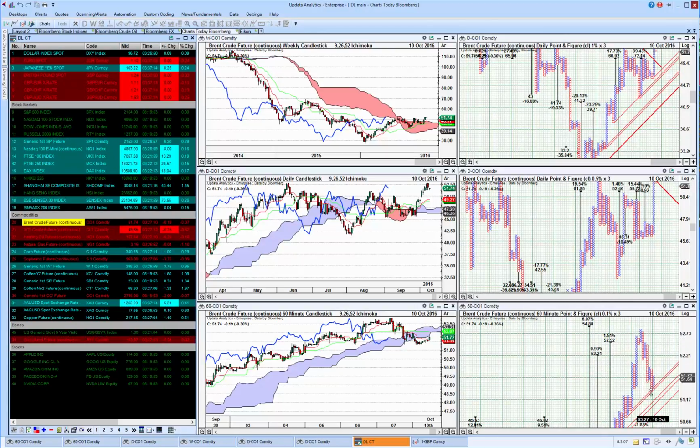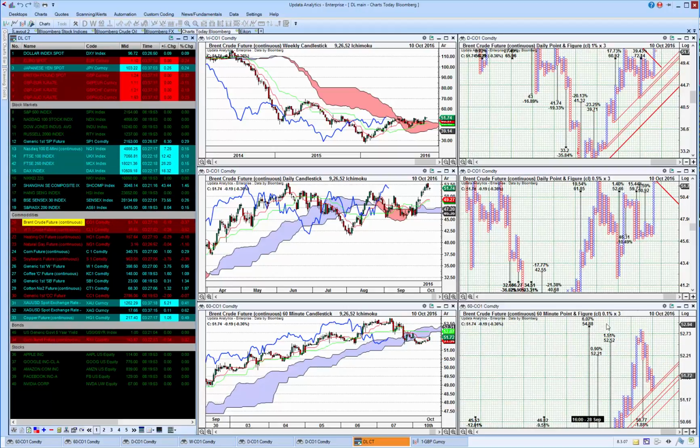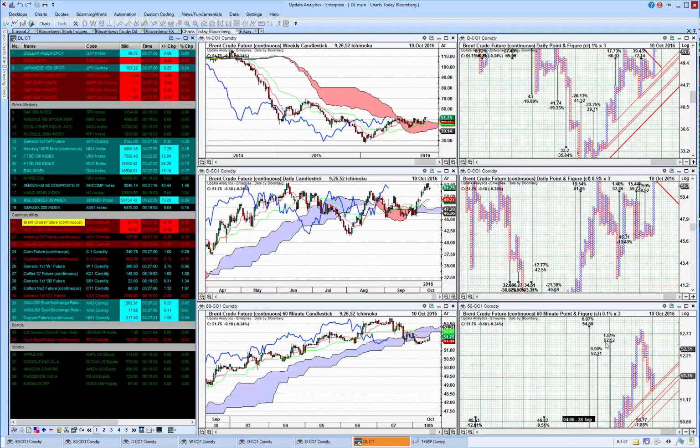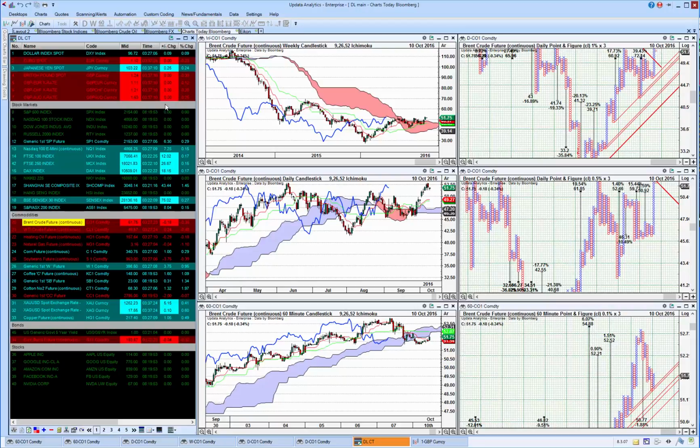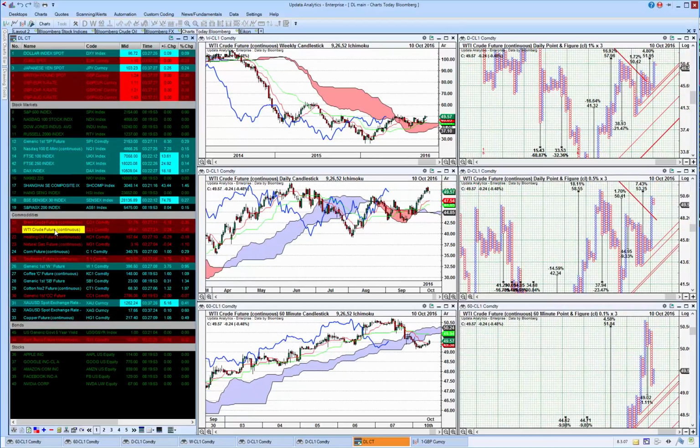But there are downside targets, about 2% downside on the 60-minute chart, and then an upside target of about 54.80 on the 60-minute chart as well. So a mixed picture there. If you're trading crude, take a look at the 1-minute charts.